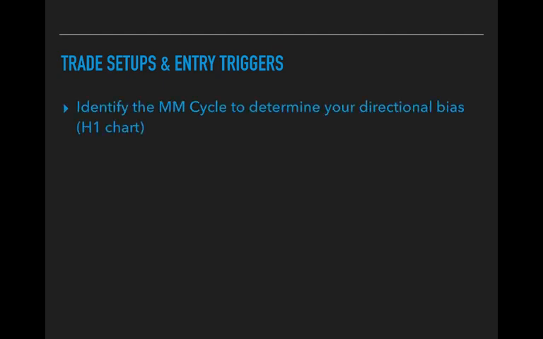Recapping from last video, we identify the market maker cycle to determine your directional bias, and we're going to do that on the H1 chart. Once you've identified where you are in the cycle, you'll be able to determine which way you should be going, buying or selling based on that. Then you're going to drop down to the lower time frames, preferably the M15, to look for your pattern and your setup.